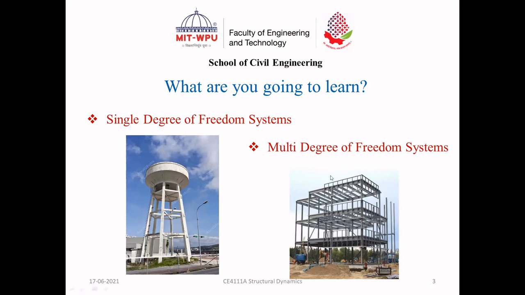Whereas if you look at the next picture here, the mass is concentrated at floor levels. So there are a total of 3 floor levels here. So mass is lumped at 3 different levels in this particular case. Such a system is called a multi-degree of freedom system. So in this course, we are going to learn how we predict the response of single degree of freedom systems and multi-degree of freedom systems to various dynamic loads.